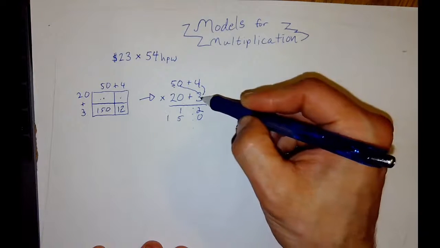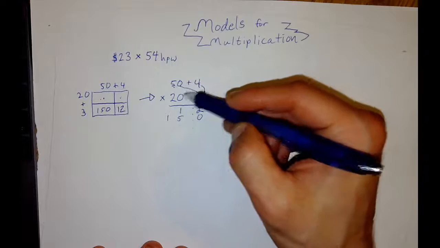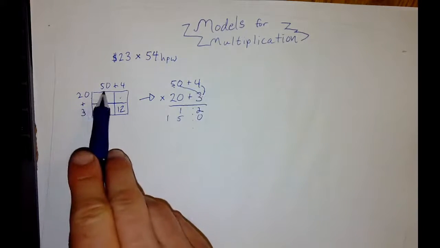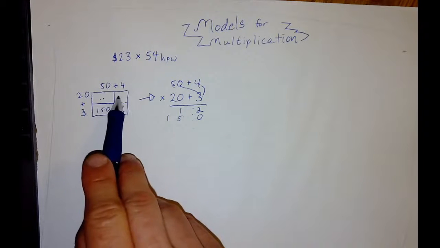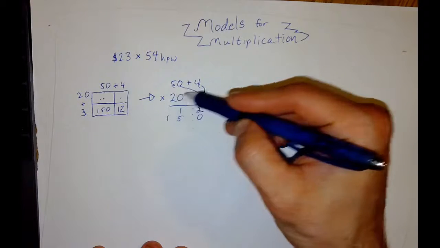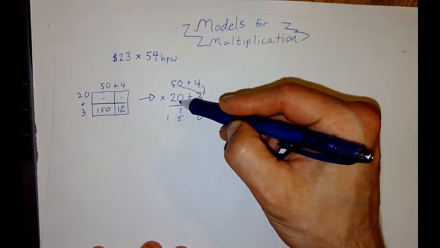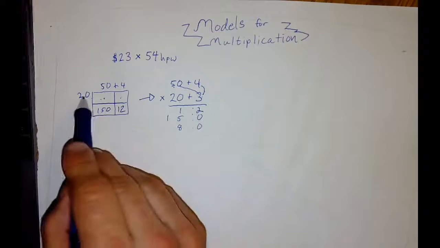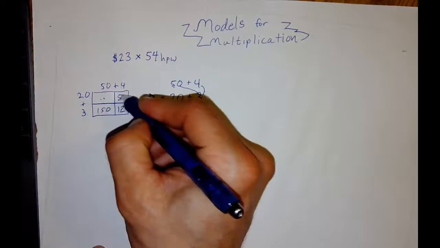Now that we've done 3 times both of our other factors, we're going to do 20 times both factors. You can see that here: 20 times 50, 20 times 4. All right, 2 times 4 is 8. 10 times bigger is 80. You can see that here. 2 times 4 is 8. 10 times bigger is 80.